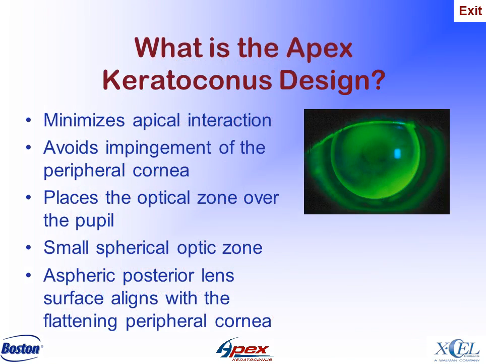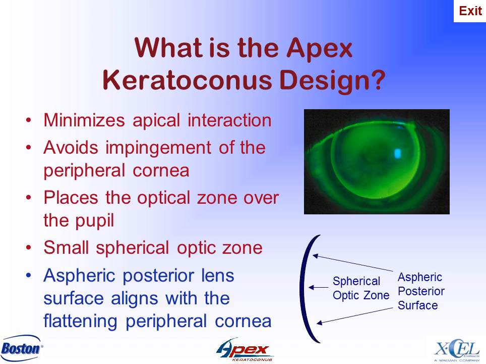Our proprietary Apex Keratoconus aspheric thin lens design is based upon the belief that in order for patients to be successful with GP lens designs, they must be fitted with a lens that minimizes apical interaction, avoids impingement of the peripheral cornea, specifically in the flatter superior quadrant, and places the optical zone over the pupil. In order to meet this challenge, the posterior surface has a spherical optical zone radius small enough to allow for tear exchange, yet large enough to provide good vision without excessive flare.